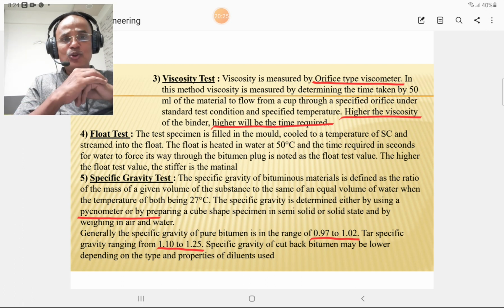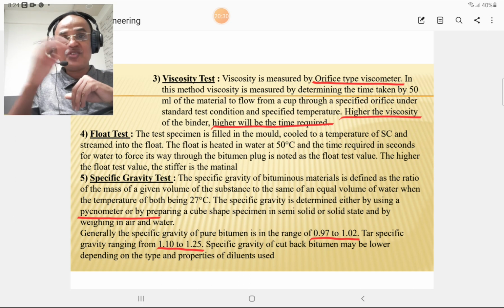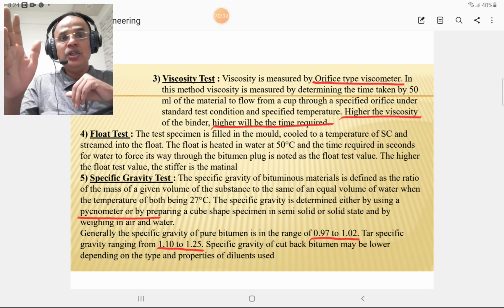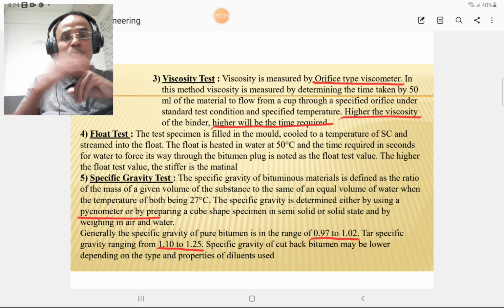You know that pycnometer. It is used to measure the specific gravity of soil also. The standard temperature is 27 degrees Celsius. That is the most important. For the specific gravity test of bitumen, the standard temperature is 27 degrees Celsius.